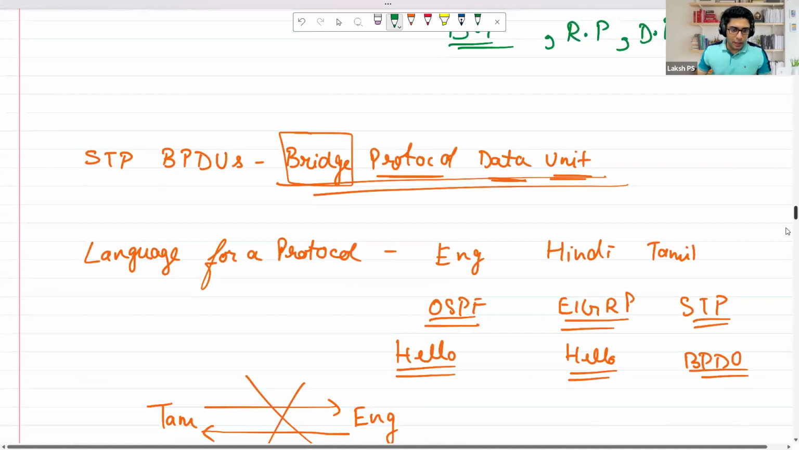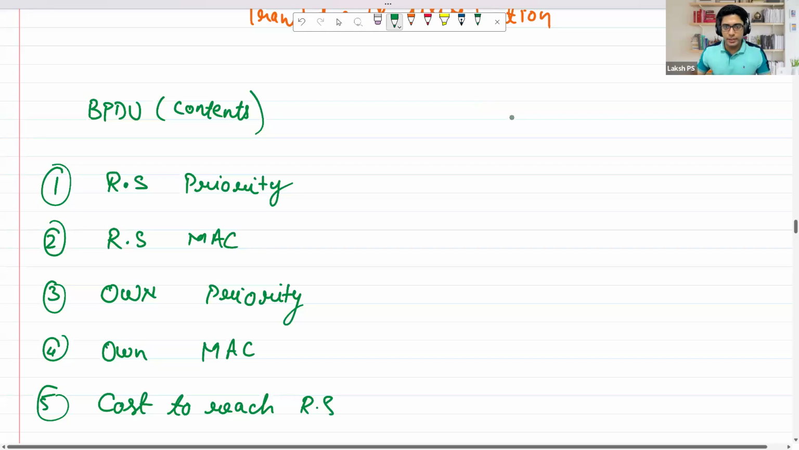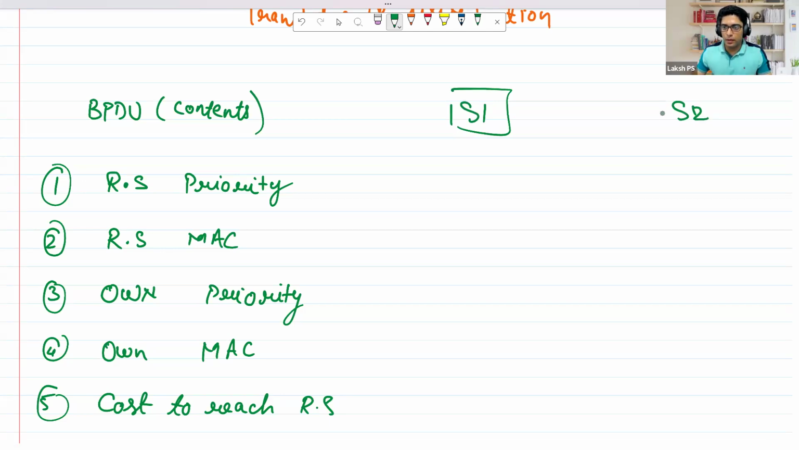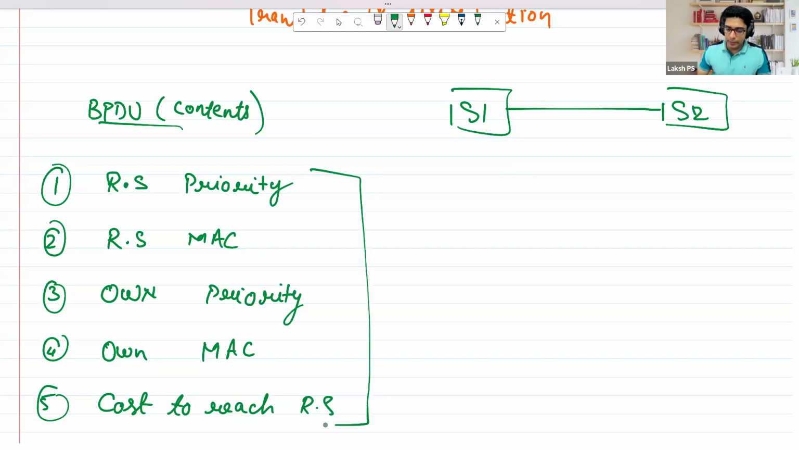Correct. Now let's understand this from a switch's perspective. So this is switch 1 and switch 2. Again, switch 1's MAC address is 1111, switch 2's is 2222. Now please understand, in Cisco switches, spanning tree is enabled by default. The moment you connect these two switches together, they will start sending BPDUs to each other. And what are the contents inside a BPDU? These are the contents inside the BPDU.